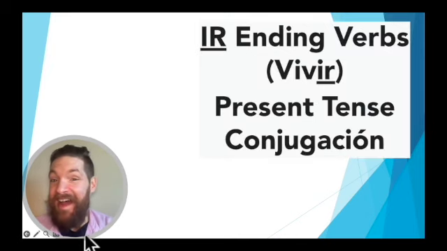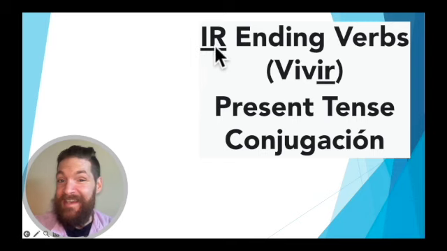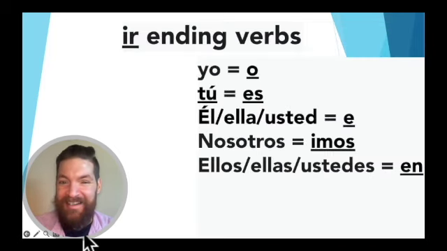Now let's move on to IR ending verbs. And once again, it's an IR ending verb because the verb ends with an IR. So this is still present tense conjugation in the indicative. So it's everything that's in real life, in the physical reality, right?